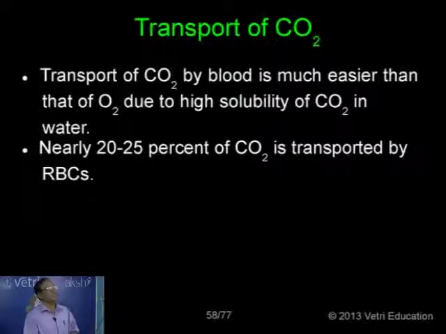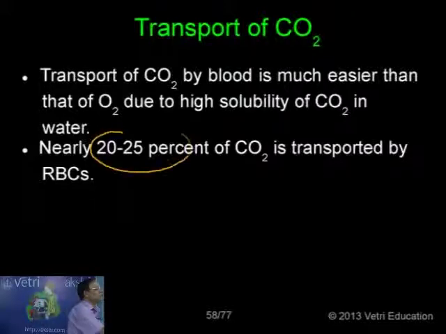Normally the transport of carbon dioxide by blood is much easier because carbon dioxide is much more soluble in water than oxygen. The solubility is nearly 20 to 25 times higher than that of oxygen. That is why it is transported much more easily than oxygen. And considering the rate of transport, nearly 20 to 25% of carbon dioxide is transported by the RBCs, and the remaining by the plasma.